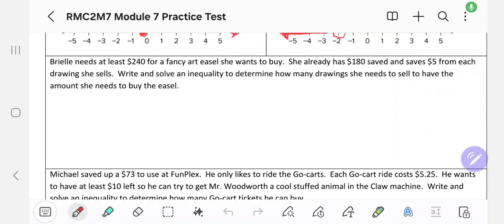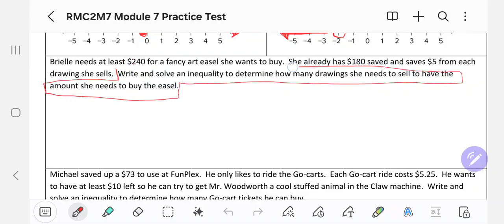On to the word problems. Yay, everybody's favorite. You should have already read these and tried them, so I'm going to skip to our Buck's problem solving method, where we want to box out what they're asking us to find. All right, it says determine how many drawings she needs to sell.